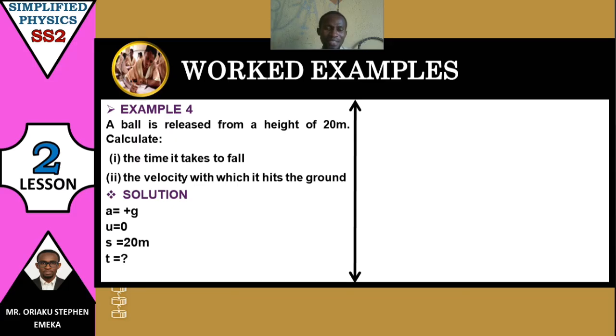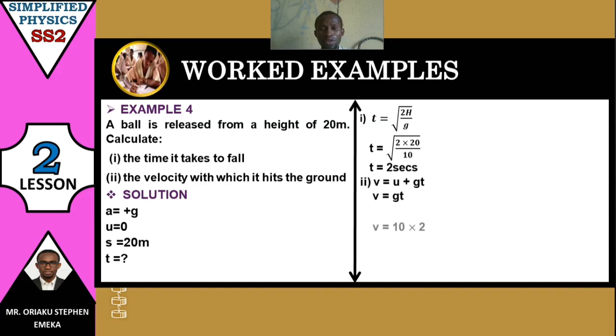So we are to find the time, and from what we did before, time is the square root of 2h over g. Inputting these values, it's the square root of 2 times 20 meters all over 10. So the 0 will cancel 0, and it's going to be 2 times 2. The square root of 4 gives us 2, so the time it will take to reach the ground is 2 seconds. Now we find the velocity at which it reaches the ground. Velocity is gt, so it's 10 times 2, which gives us 20 meters per second.